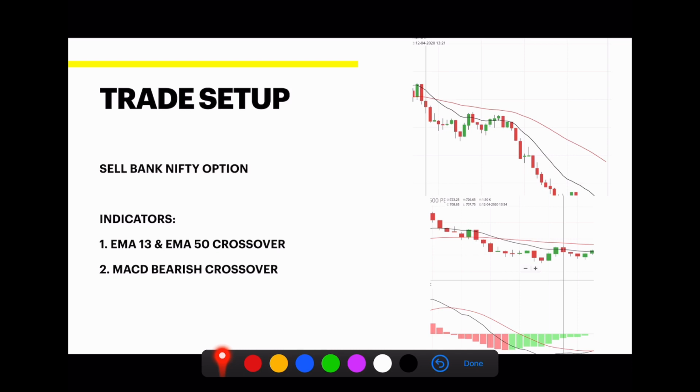And the second indicator is the MACD bearish crossover. So whenever this red line crosses the black line like this in an upward direction, it indicates bearish momentum. We will take the trade when the EMA 13 and 50 crossover indicates bearish momentum as well as the MACD bearish crossover.